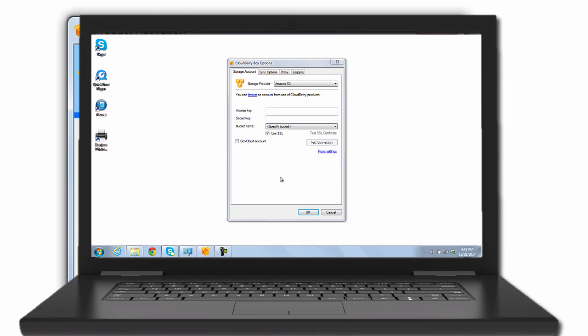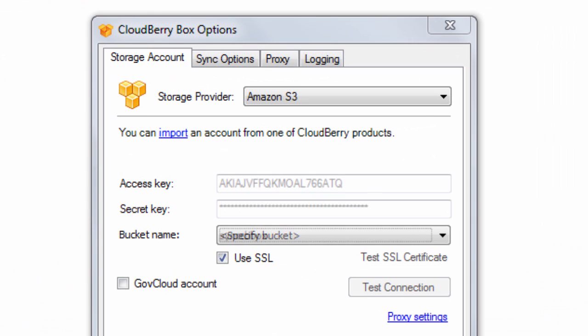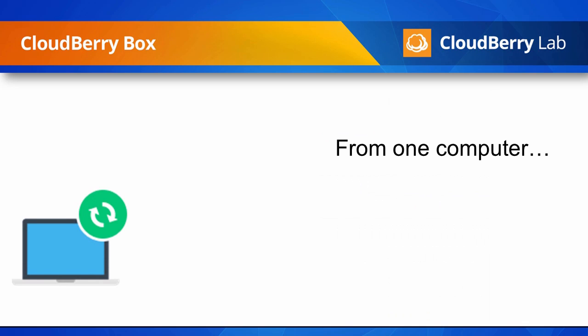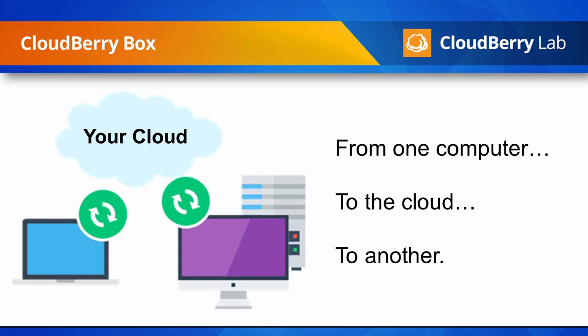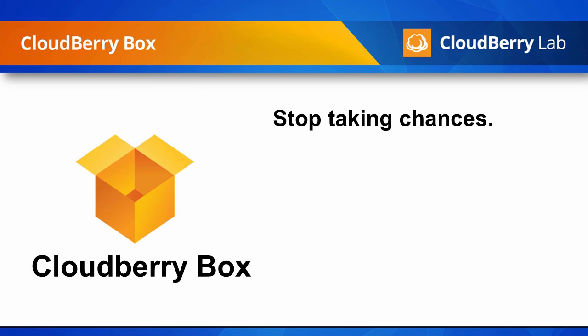To share files with another computer, just install Cloudberry Box on the new machine and enter the same credentials to synchronize that computer with the same cloud storage account. Any changes you make on one computer are automatically synchronized with the cloud and with the other PC. In fact, you can connect as many computers as you like to the same cloud storage account, and they can all share files.